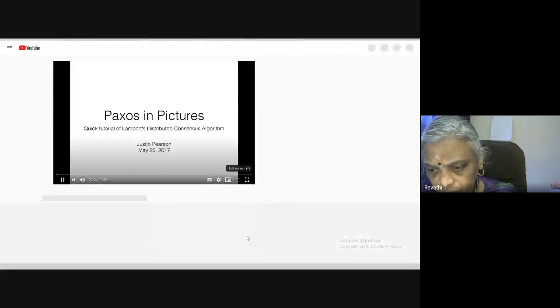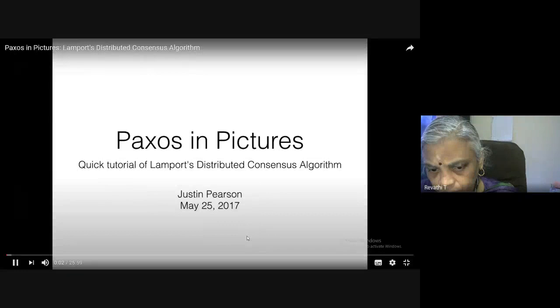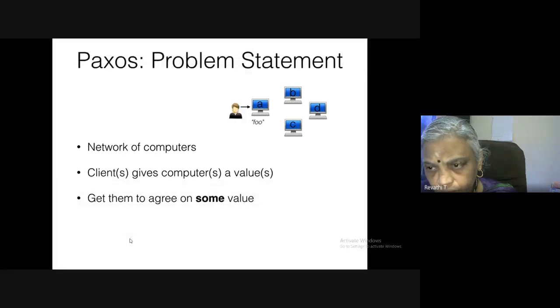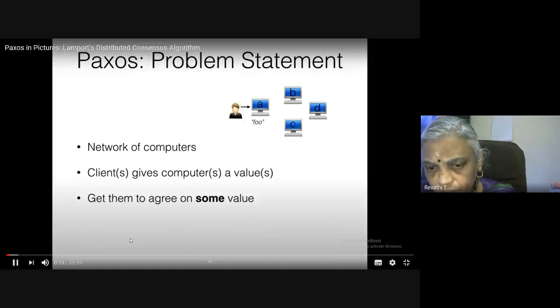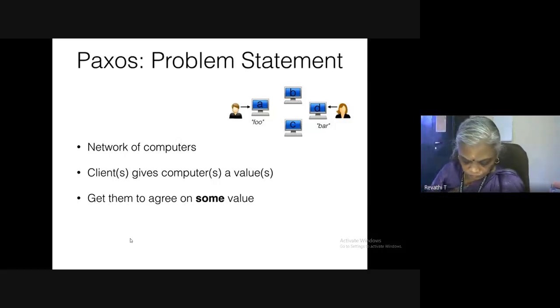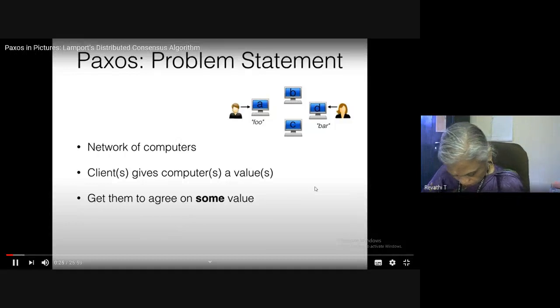Okay, I'd like to talk about the Paxos algorithm for distributed consensus. So the problem statement is that there is a network of computers, and asynchronously, a client will give a computer some value. Maybe this client gives computer A the value foo, maybe this client gives computer D the value bar. And the goal of Paxos is to get all of the computers to accept some value that was given by a client.